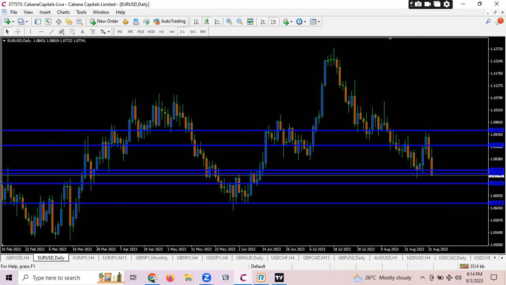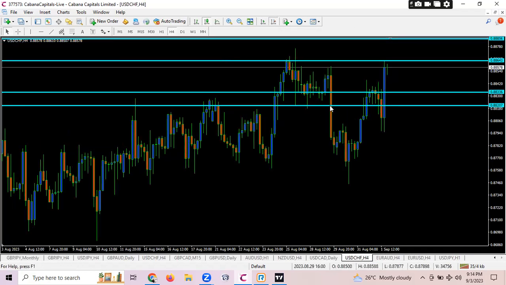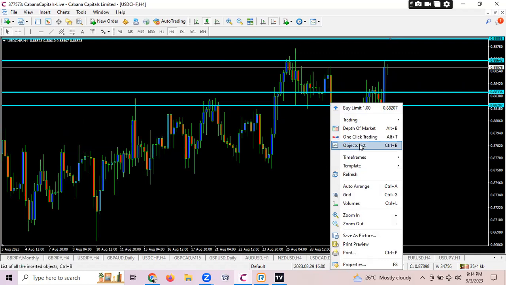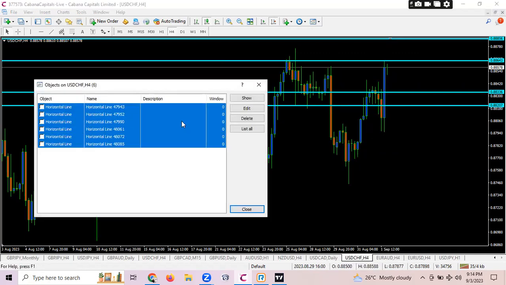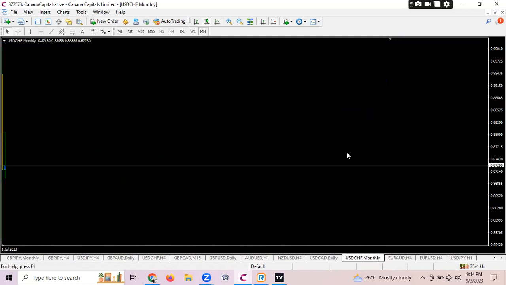Which other pair? USD, New Zealand USD, USD CHF, USD CAD. Okay, we look at USD CAD. Let's look at USD CHF. The last pair will be JPY. Let's start with the monthly.